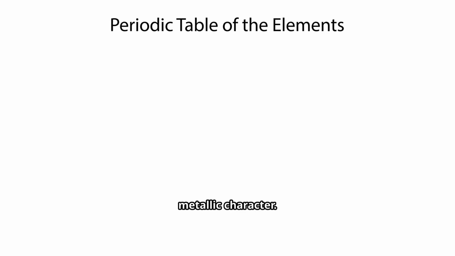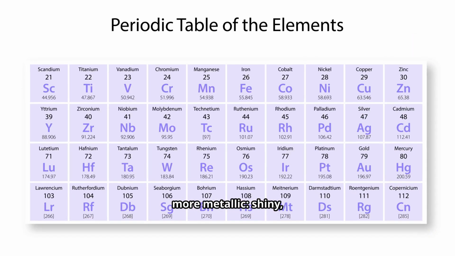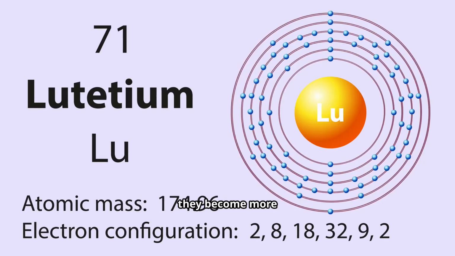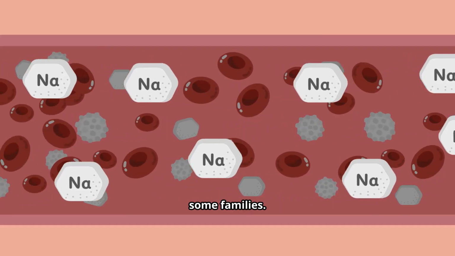Finally, metallic character. As you move left and down, elements become more metallic, shiny, malleable, conductive. As you move right and up, they become more non-metallic, brittle, insulating, and chemically reactive in different ways. Now let's highlight some families.